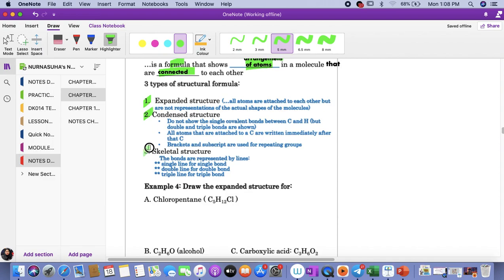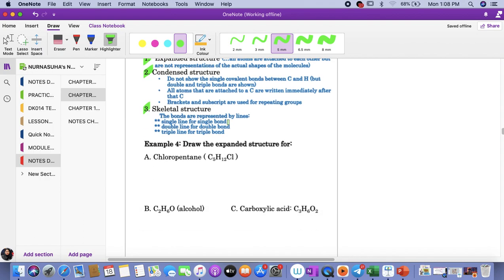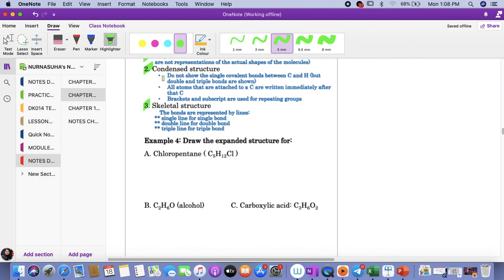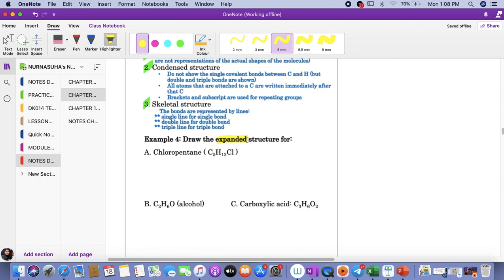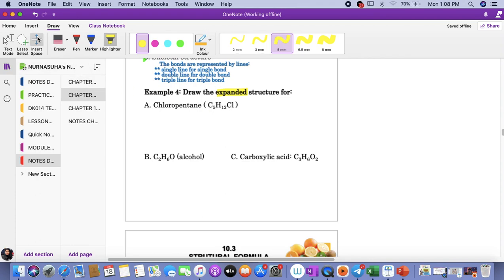Last one is skeletal structure. So yang ini paling mudah, di mana kita hanya akan lukis a compound menggunakan line sahaja. I will show you later. So kita akan pergi satu demi satu. So first, let's have a look at the first situation where you being asked to draw expanded structure for chloropentane.